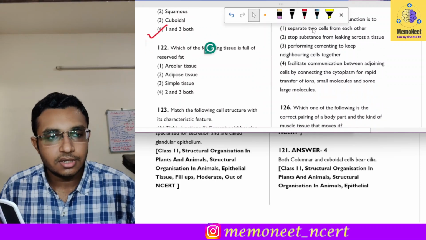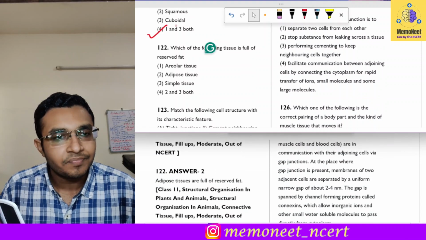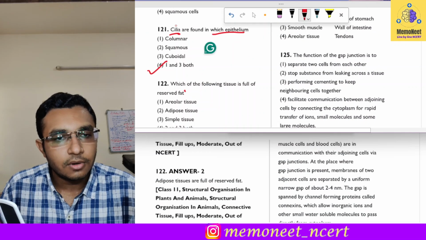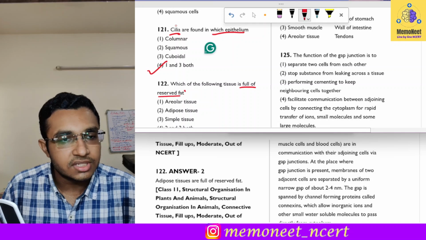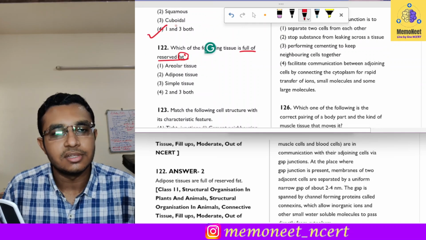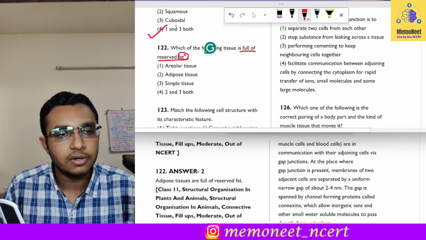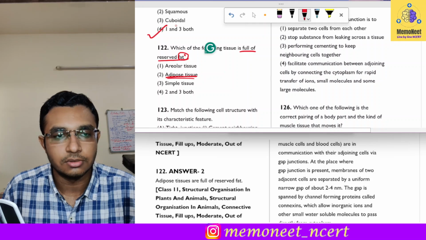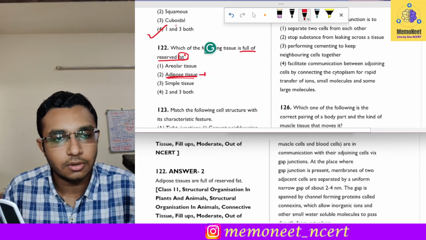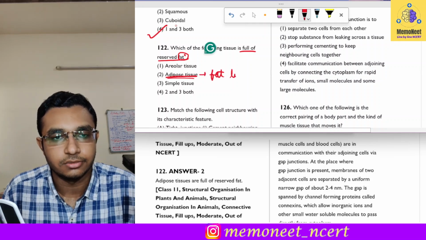The next question is question number 122. It states that which of the following tissues is full of reserved fat? Okay. Now see, the reserved fat is maximum found in the adipose tissue. Okay. The adipose tissue is also called the fat tissue.